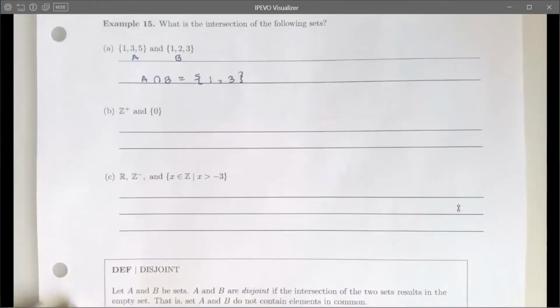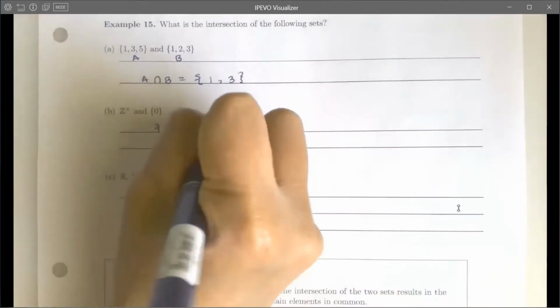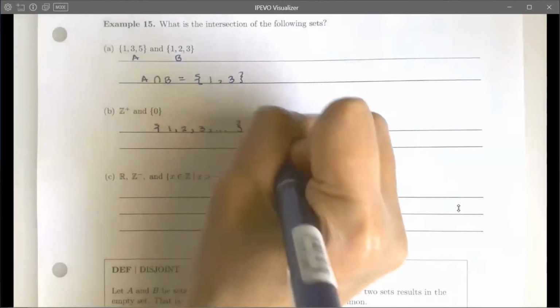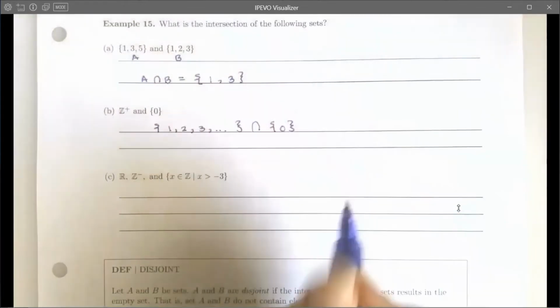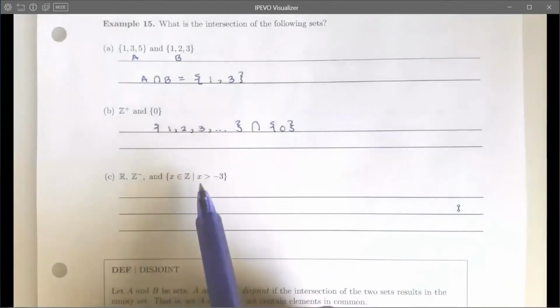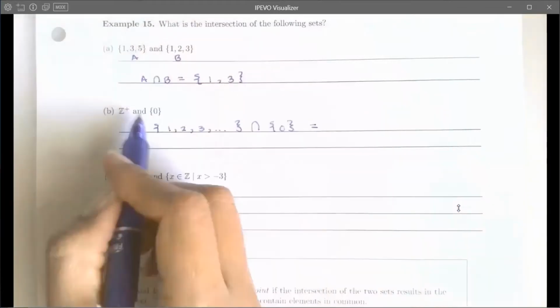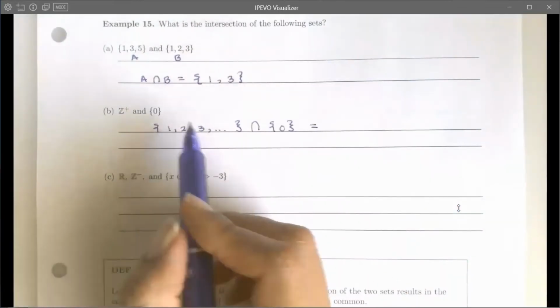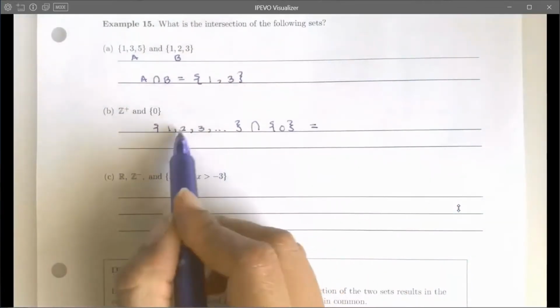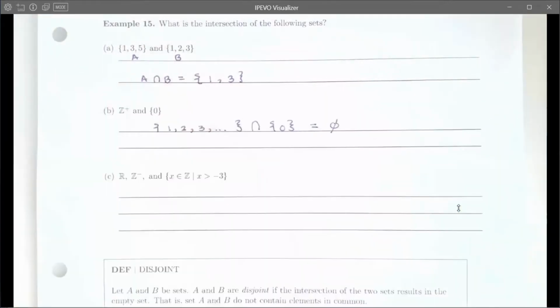If we take a look at part B, they're asking us what is the intersection of the positive integers with the set containing 0 only. So if we look at what they share in common, well, they don't share any elements in common, right? 0 is not a positive number, so it's not part of Z plus, and none of the elements in Z plus appear in the second set. So in this case, the intersection would be the empty set. They don't share anything in common.